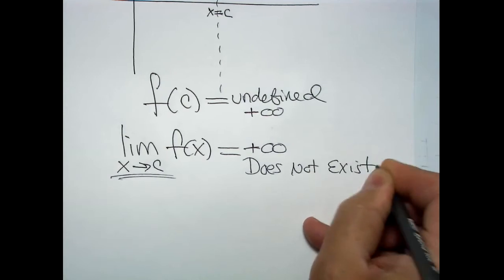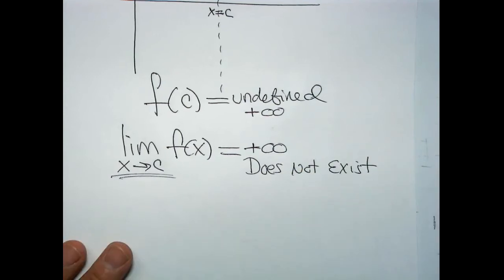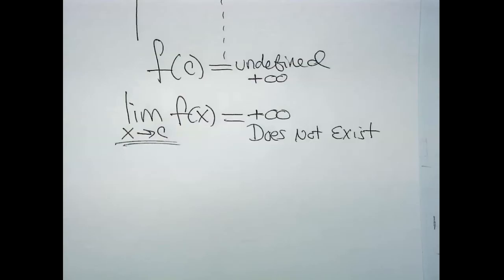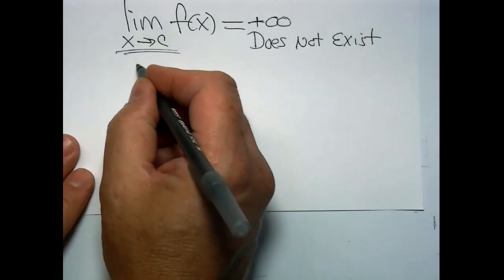Why does it not exist? It's just too big. So limits must be finite answers. In order for a limit to exist, it has to produce a finite answer. In this case, too big, so it doesn't exist. Let's look at another example.